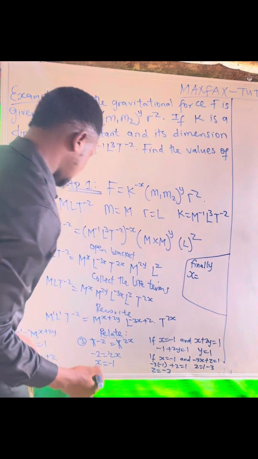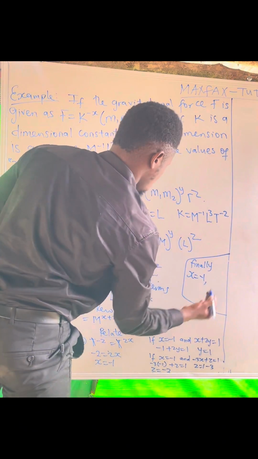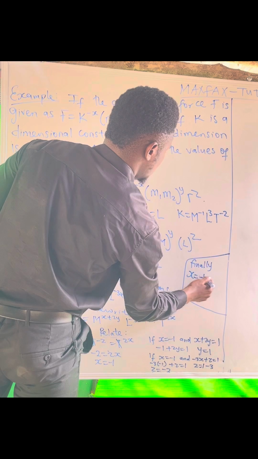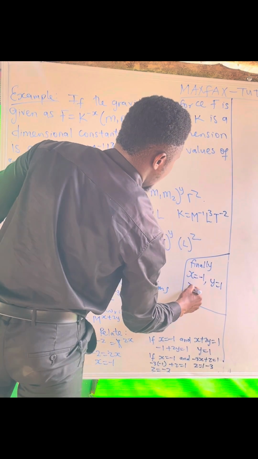So the final answer: X equals minus 1, Y equals 1, and Z equals minus 2.